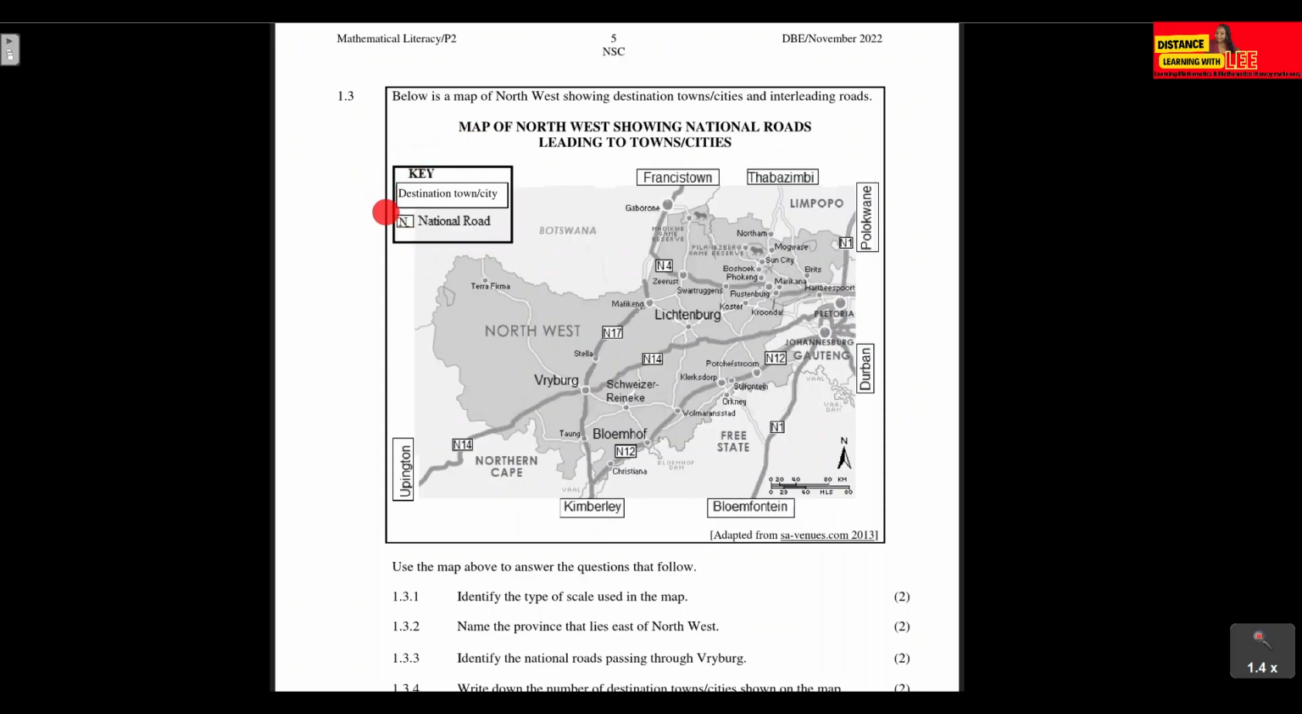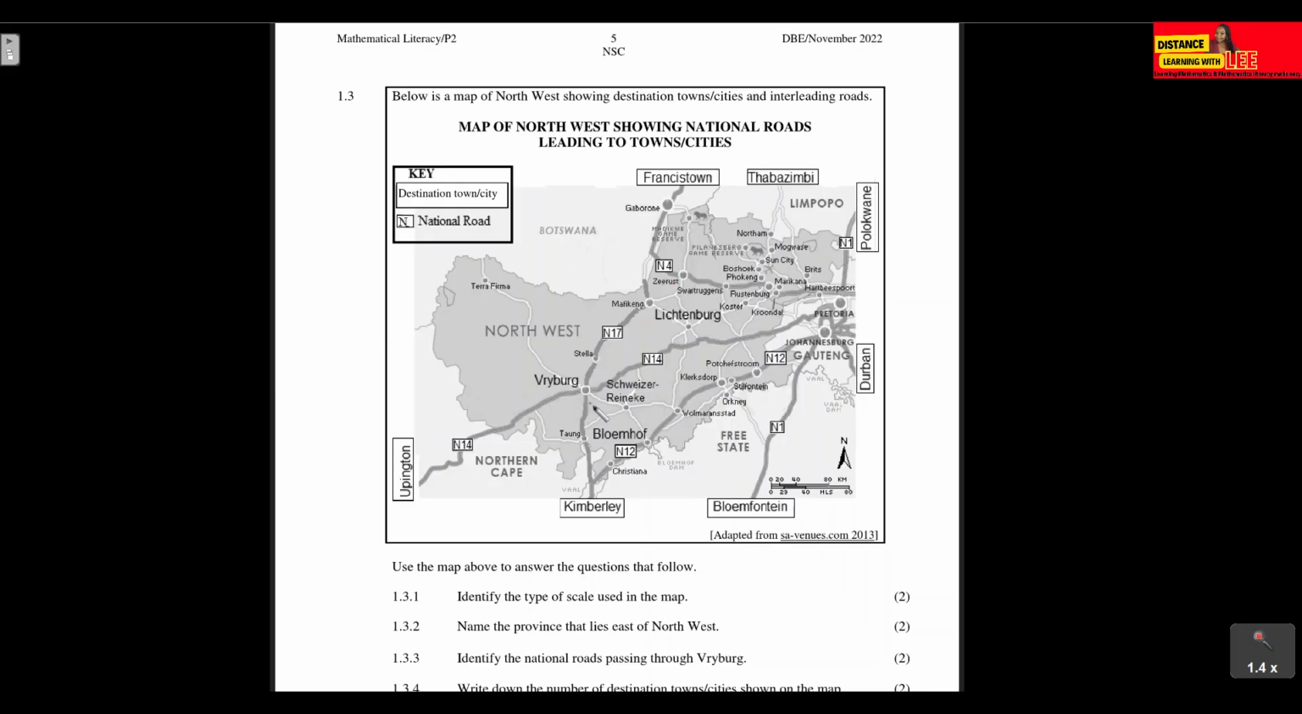And then here, guys, we are given a key. When we see that white rectangular box, that denotes a town or a city. And when we see that smaller rectangular box with an N in it, that means we're dealing with a national road. Like I mentioned, this map just shows your national roads leading to towns.